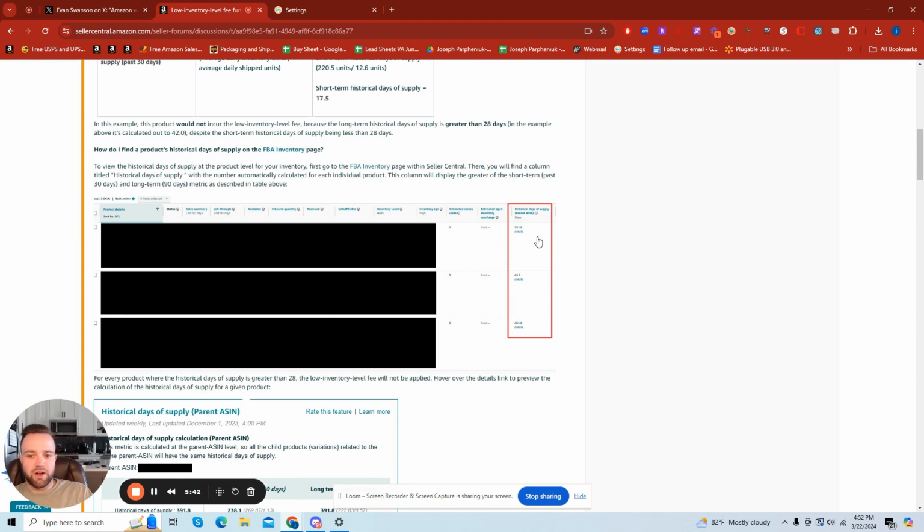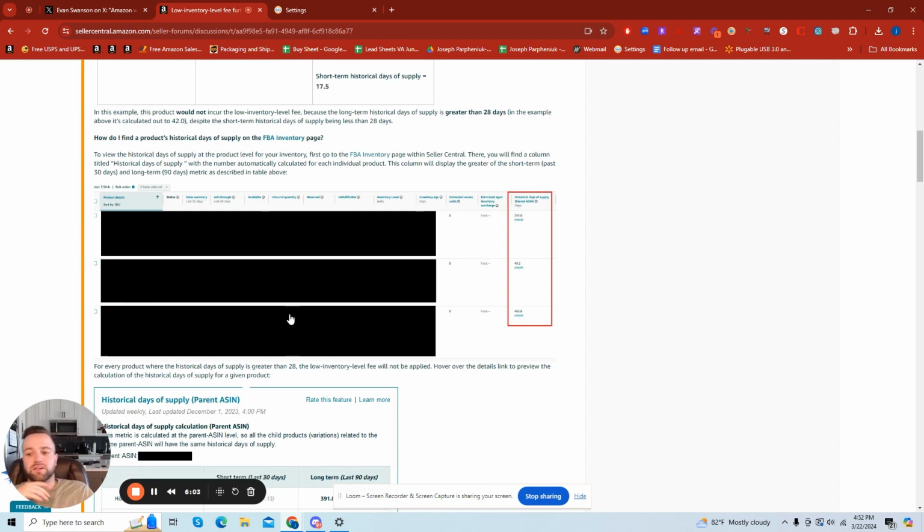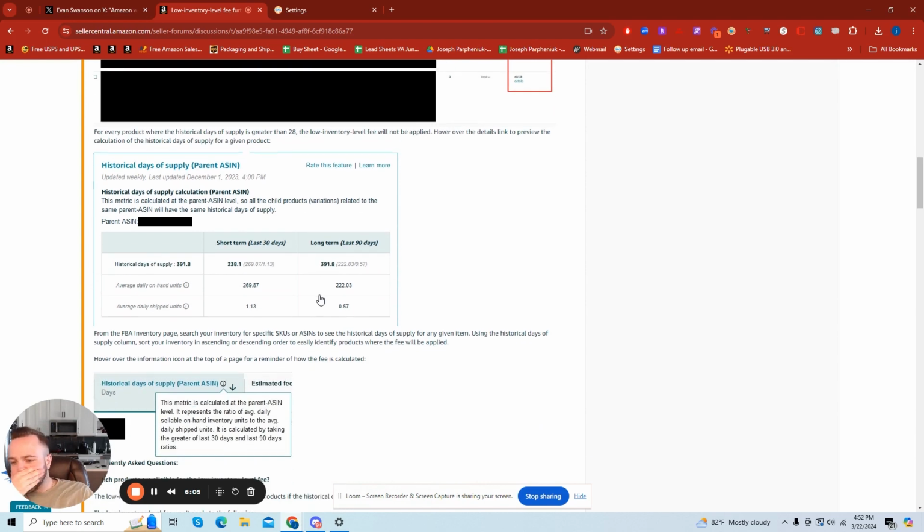And it goes off the parent ASIN. So if you're selling variations, it's going to basically factor in all of the parent variations as well. If you're selling a bunch, it goes based on the parent variation. So that's how you can see the average days of supply. All of these listings right here have very high historical days of supply, so those are not going to be hit with that fee. That's how you can check that.